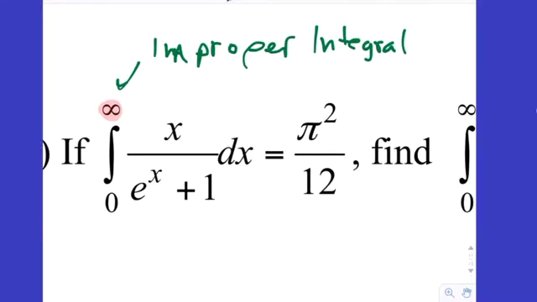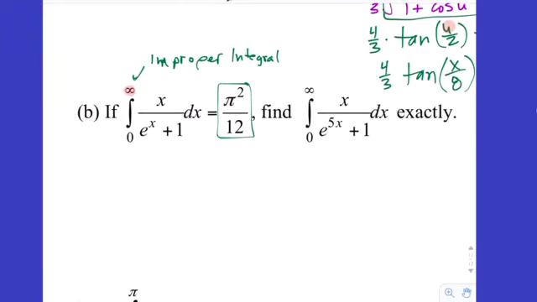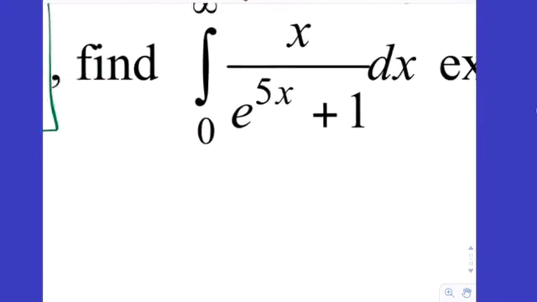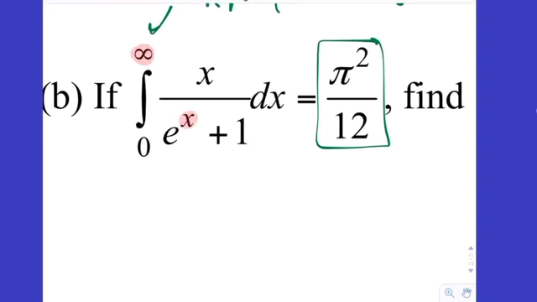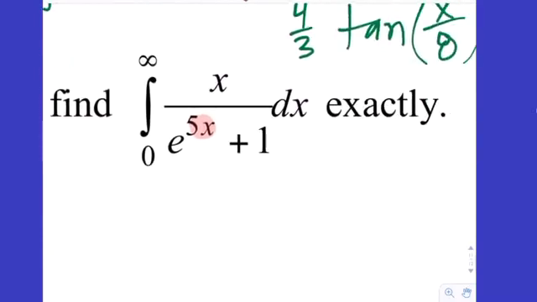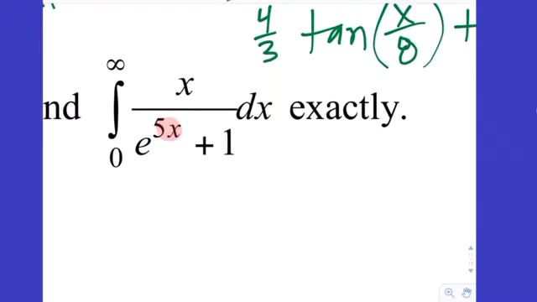And they're telling us that it is equal to pi squared 12ths. So I can use that information to find the exact value of the integral of x over e to the 5x plus 1 from 0 to infinity. The only difference is I have a 5x here, and I want to make it a single variable. Not necessarily an x, but a single variable. And so that's the obvious choice for u substitution. U is that dummy variable, that placeholder, that can replace a function of x as a single variable.